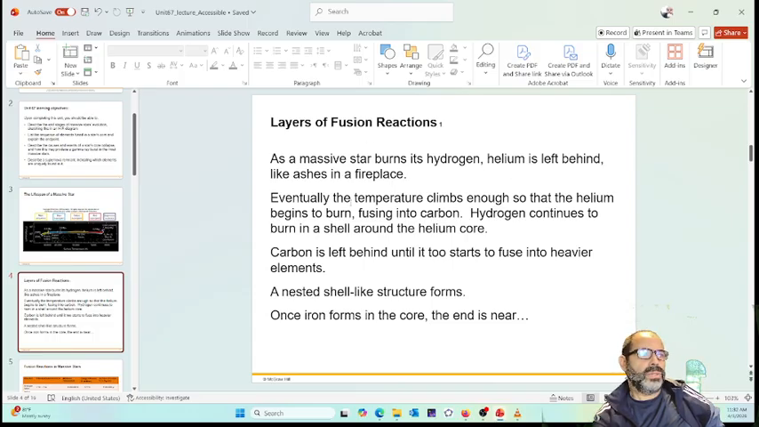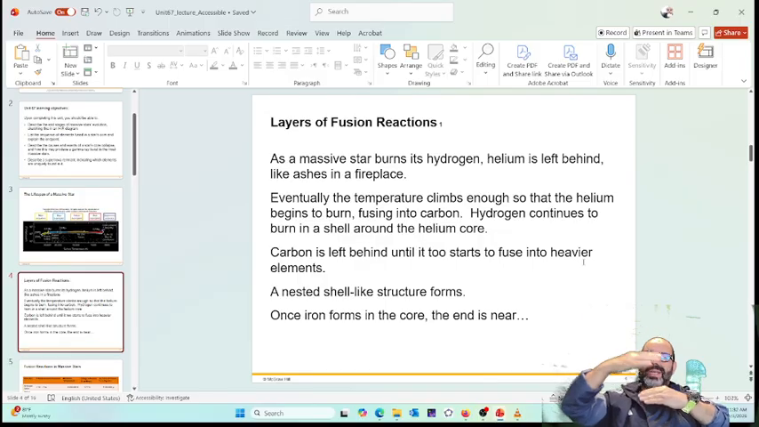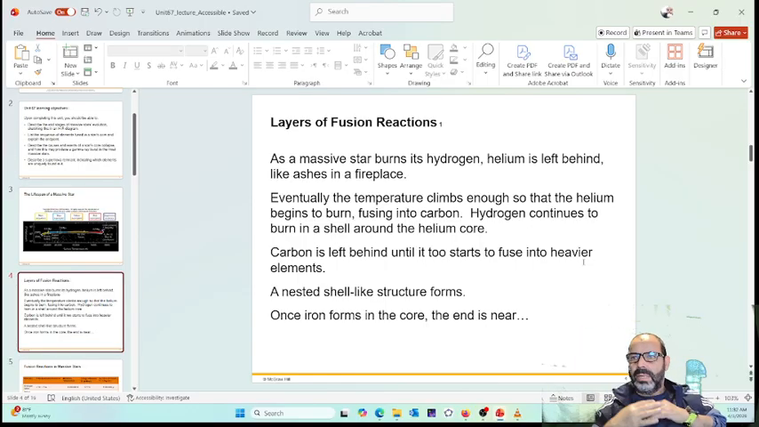So again, this is a description of what I was talking about. Now there are different shells, like an onion, that start to form from the core out. The newer elements are still in the core, the slightly older ones are around them, and the even older ones are on top, and so on and so forth.